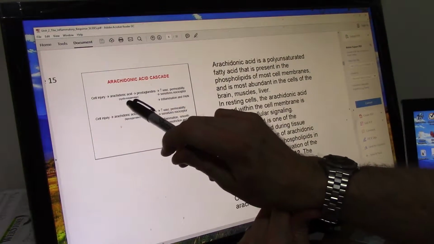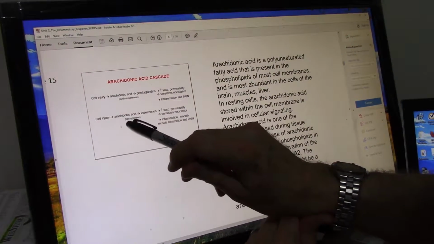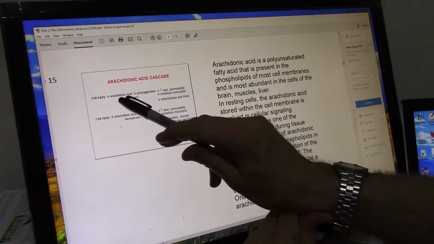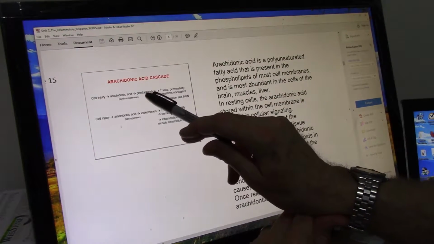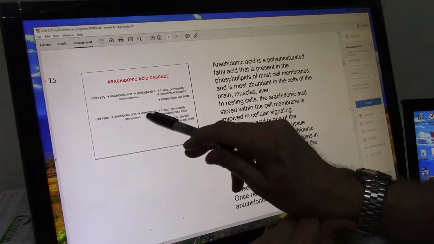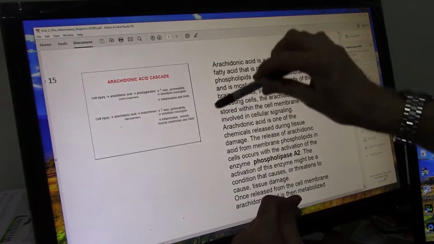One is going to be the cyclooxygenase, or the COX enzyme, and the other one is going to be lipooxygenase. The COX enzyme will work on arachidonic acid and create what are known as prostaglandins. The lipooxygenase will act on it and produce what are known as leukotrienes. And notice what they do here.